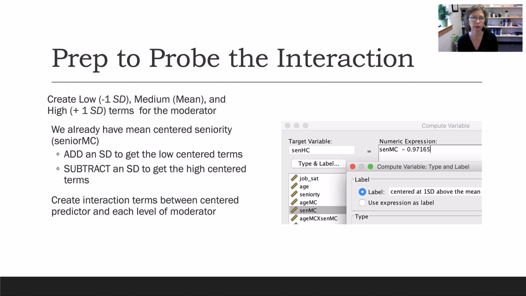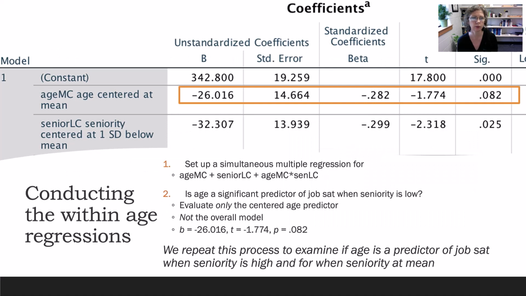And then we run the regression with those terms one at a time. Like for this one, if we're considering age, conditioned on when seniority was low. So what is the impact of age on job sat under the conditions of seniority being low? That regression would only have age centered, it would have seniority at low, and then it would have the interaction of seniority low centered with age mean centered in a third row there.